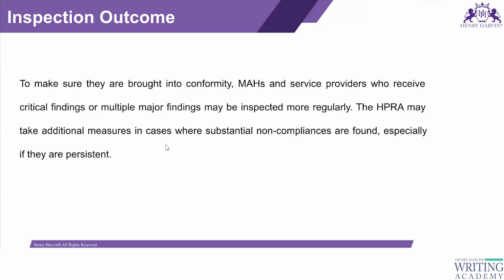So if the MAH or the service providers have critical findings or multiple major findings reported in the inspection report, they may be inspected again and again on a regular basis. Or if required, the Health Products Regulatory Authority may also take additional measures in cases where there are substantial non-compliances, especially if these non-compliances continue, and the MAH or service provider is not doing anything to overcome them, or the actions are just on paper and in actuality nothing is done.